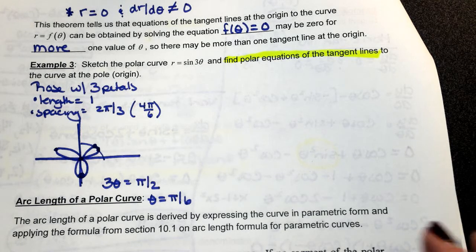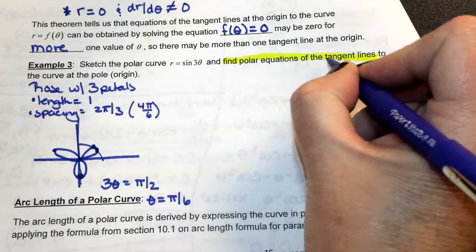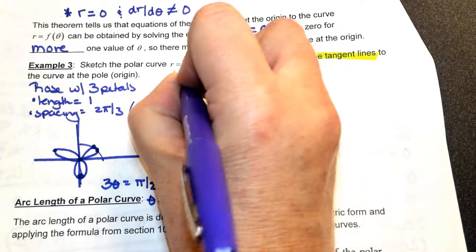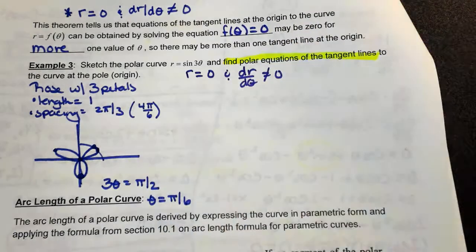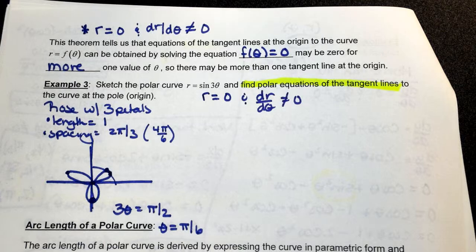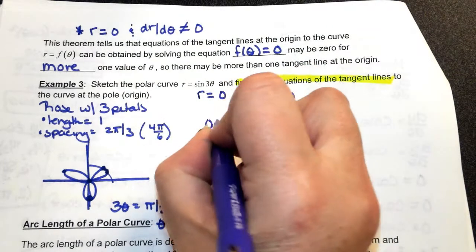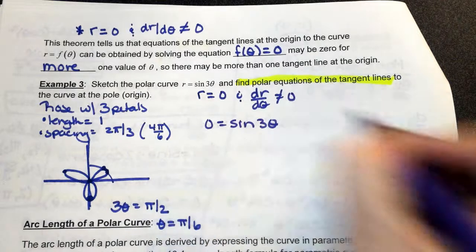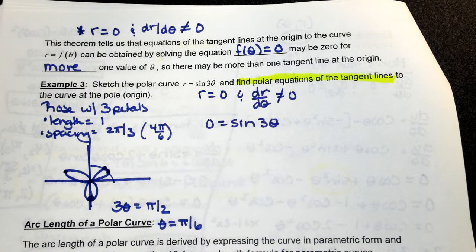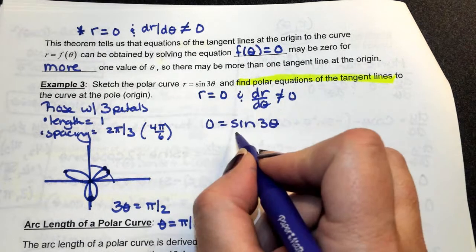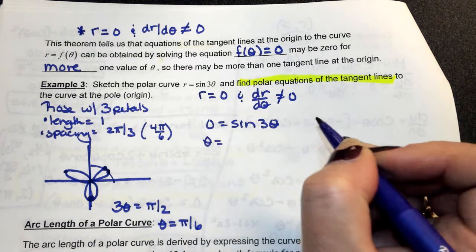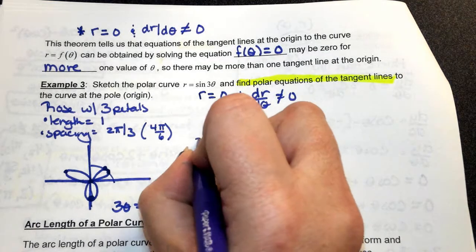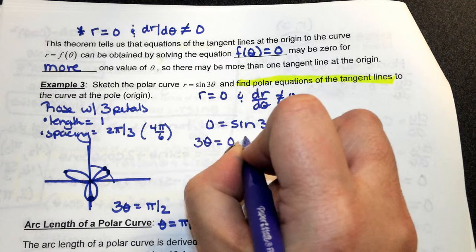So now let's talk about this particular problem. Remember, to find a polar equation of the tangent line at the pole, we want to find where r is equal to 0 and dr d theta is not equal to 0. So I'm going to start solving the equation 0 equals sine of 3 theta. This is the point of the warm-up that I gave you this morning. Now, you want to start by finding where sine is equal to 0. At what theta values? At 0 and pi.